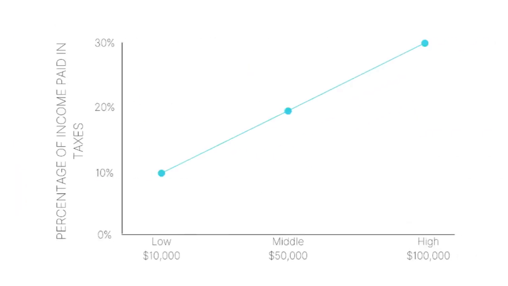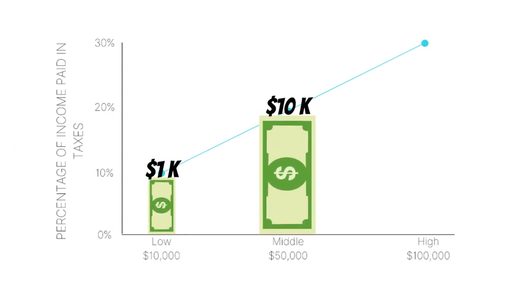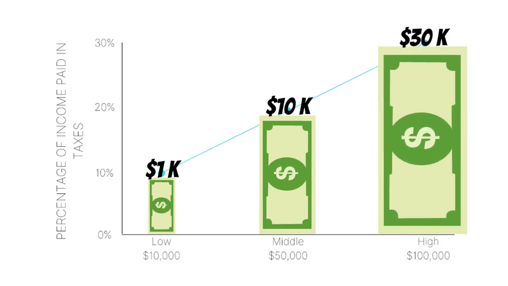For example, the progressive tax brackets cause the following tax bills. The low-income earner pays $1,000 in tax, the middle-income earner pays $10,000 in tax, and the high-income earner pays $30,000 in tax. The tax rate increases with income to reduce the burden on those who can least afford to pay.